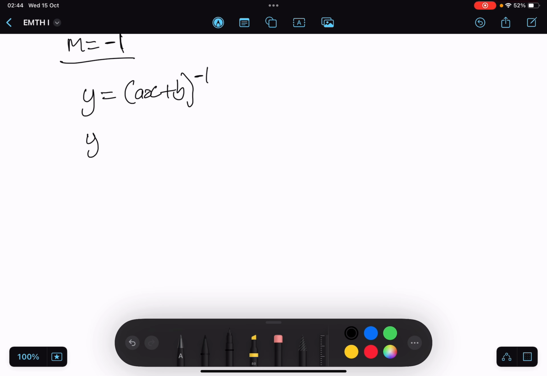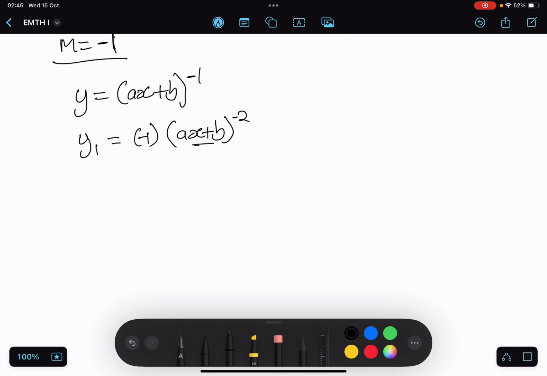So we're going to have y_1 is equal to -1 times (ax plus b) to the power -2. We use the power rule, and then we multiply by the derivative of what is inside, which is going to be a, which means this is going to simplify to -1 times (ax plus b) to the power -2 times a.